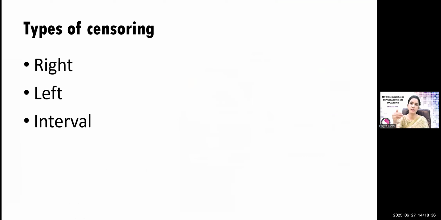Now, since you know by this time what censoring is, we define three types of censoring. In most of the textbooks, you will find that they have defined right and left censoring.